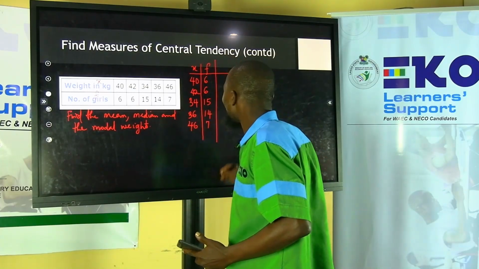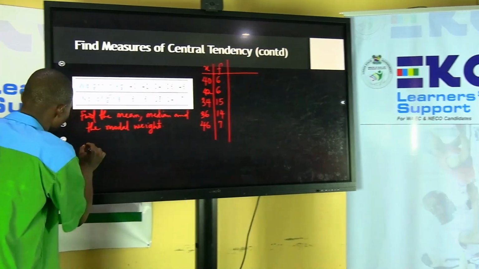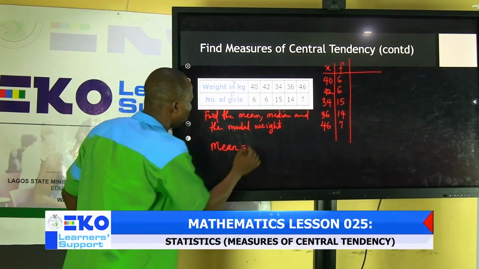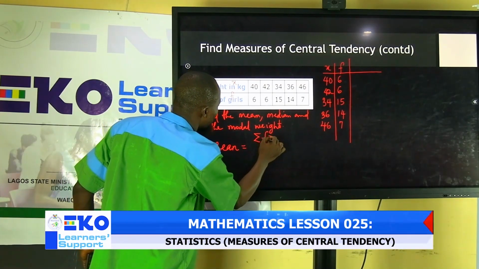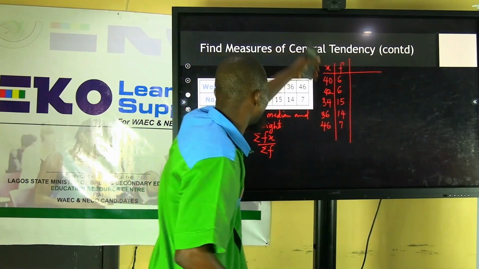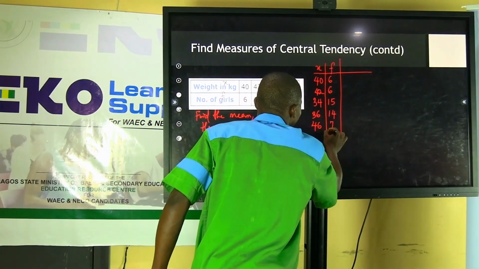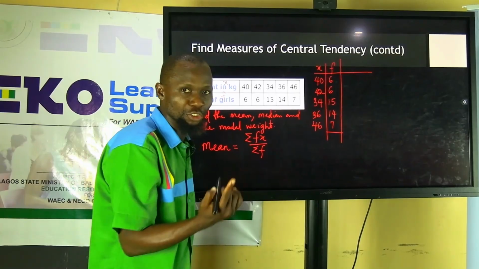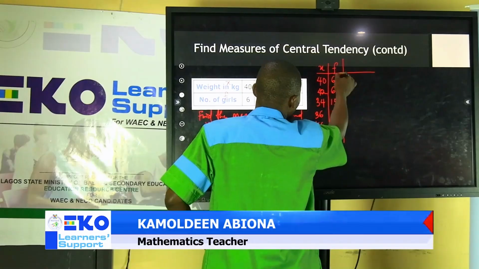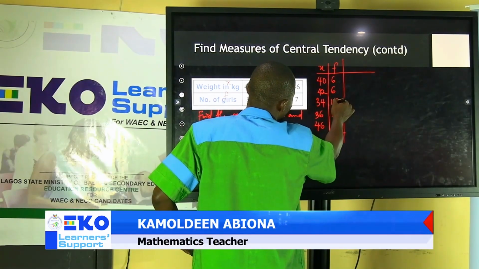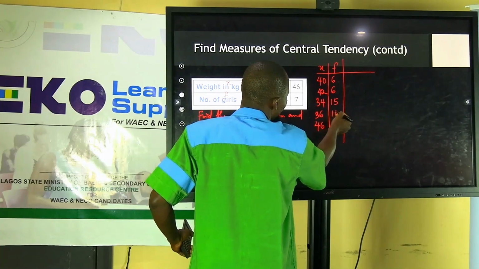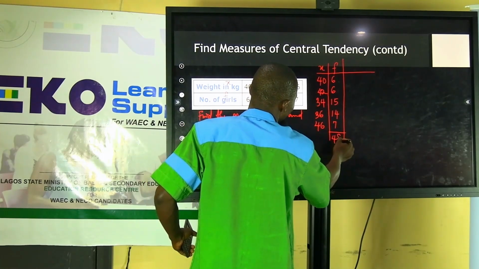Now, for the mean, if I'm getting the mean first, from the definition of the mean, it means summation f multiplied by x over summation f. Okay, so I need the summation of f. The sign here means summation, when you add. So I need to add this together. 6 plus 6, this is 12, plus 15, that's 27. And 27 plus 14, that's 41, and plus 7, this is 48. Okay?